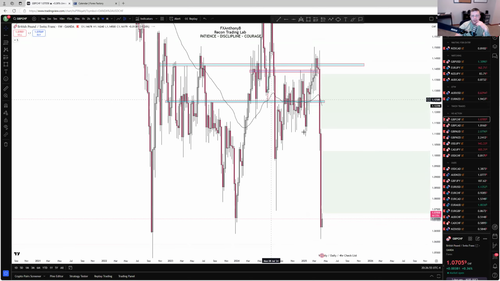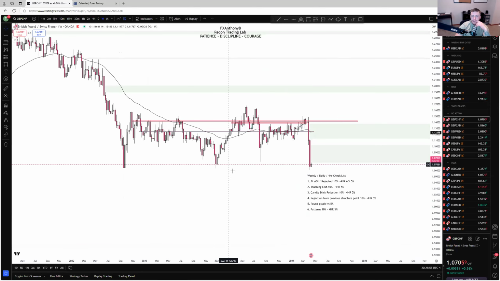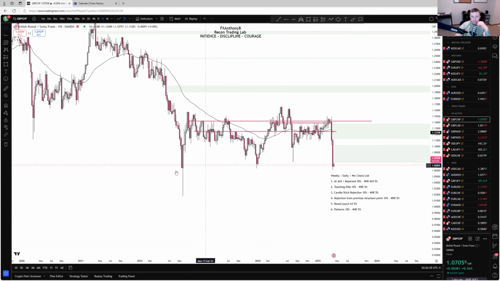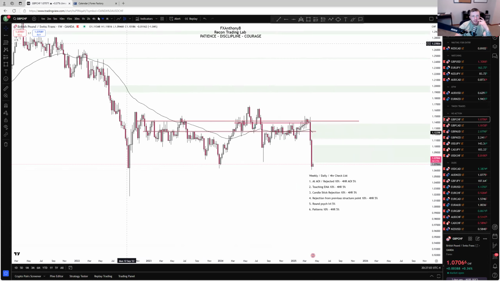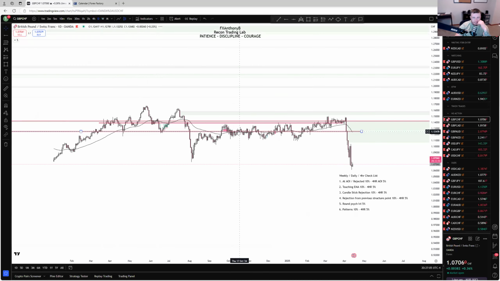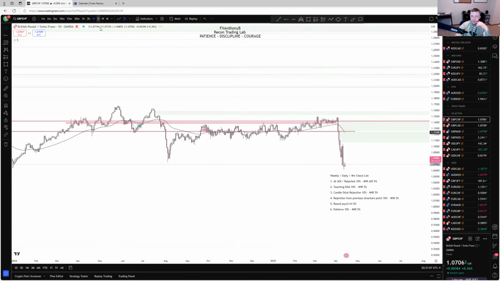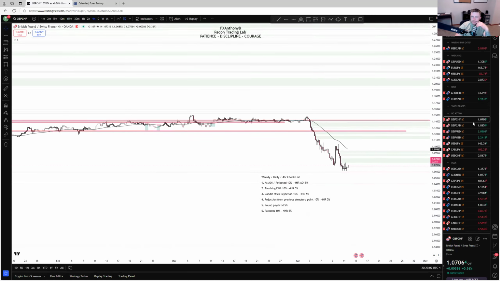GBP CHF. Huge sell-off weekly retest supply here. I mean, the best bet would just be a buy against it, but there's no point. There's no structure. It's ugly, not worth our time. Next.